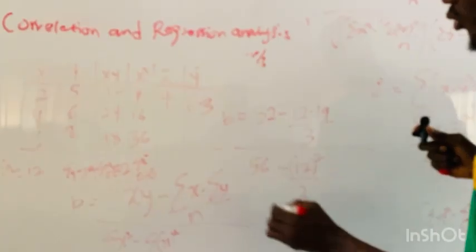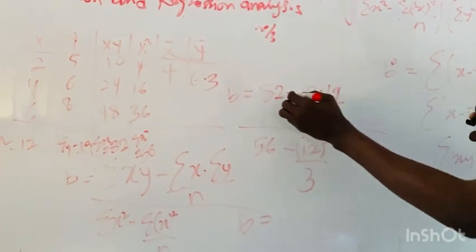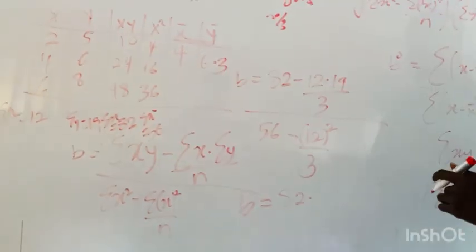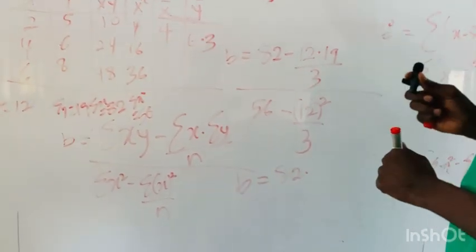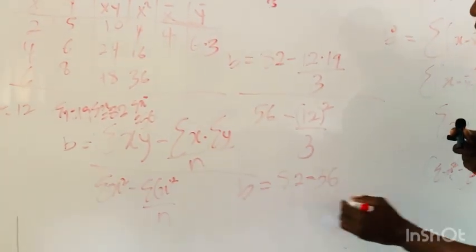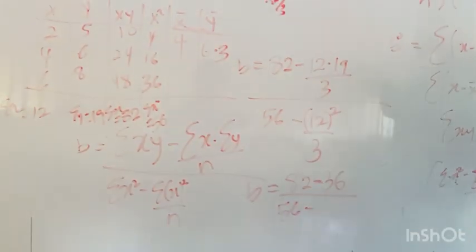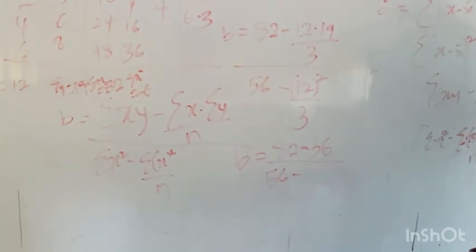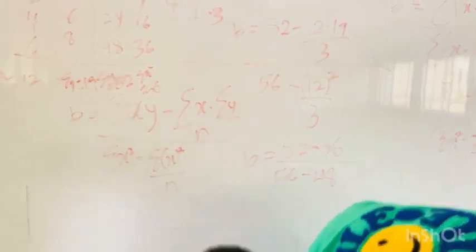That's good. So our b is going to be 82 minus 12 times 9 divided by 3, which is 36, then minus 36, all divided by 56 minus 12 times 12, which is 144 divided by 3, which is 48. Good.